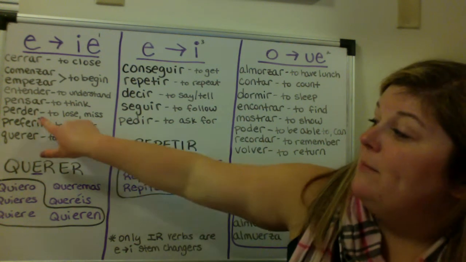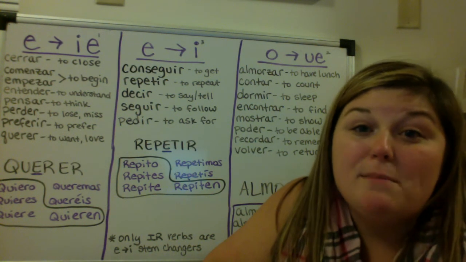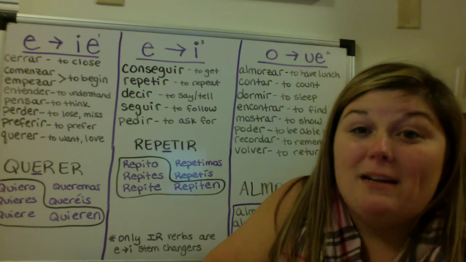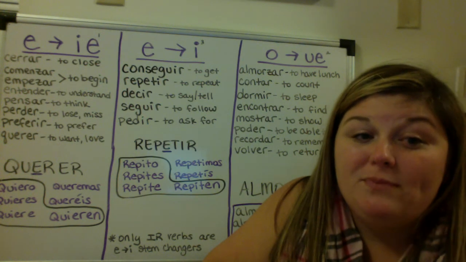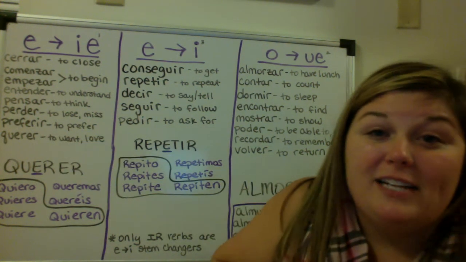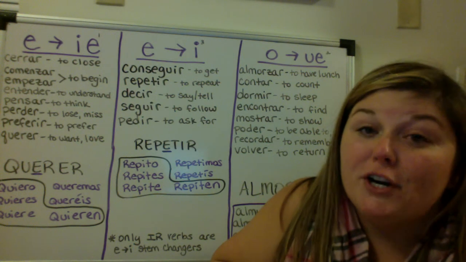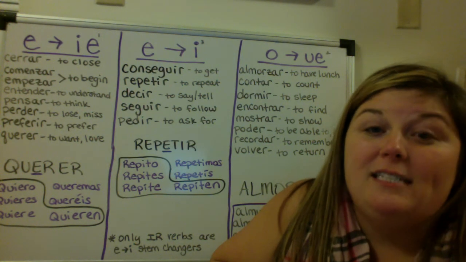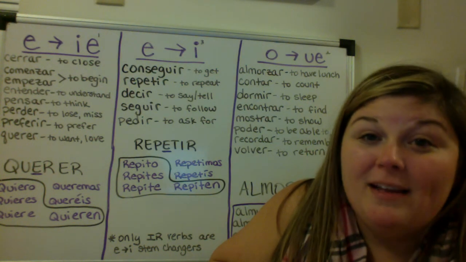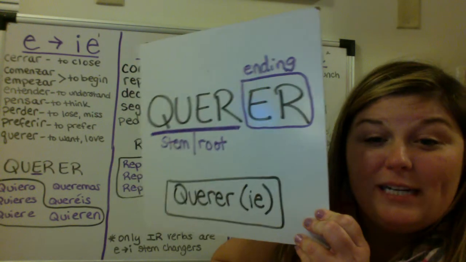All right, next up we have perder. And perder means to lose or to miss, like to miss the bus or to miss a train, right? So perder is to lose. All right, our next verb is preferir. And you'll see that it's very similar to the word in English, to prefer. Preferir is to prefer. And our last verb is querer, and that's the one that I showed you here.